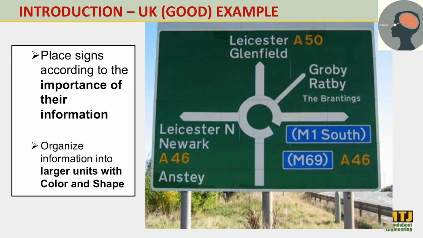So here's a good example. The researchers say that we should place signs according to the importance of their information and look to organize information into larger units of color and shape. So the UK, that has decades of experience with roundabouts, this is what they do for their advanced directional signage. They have different widths, they have different colors, you can identify major roads and minor roads. It's going to be a lot easier to comprehend.